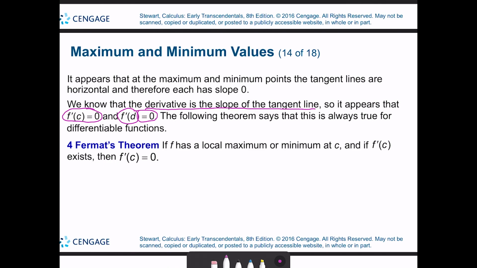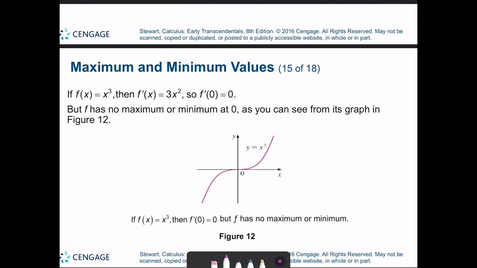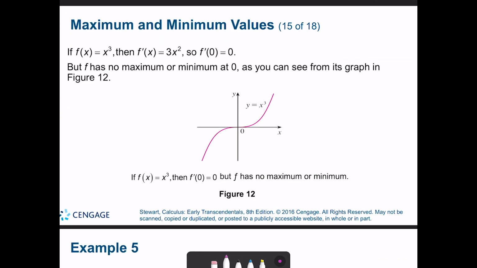The following theorem says that this is always true for differentiable functions. If our function has a local maximum or minimum at a particular x value, and if the derivative of our function evaluated at that x value exists, then that first derivative evaluated at that x value will be 0. That's what we were just seeing in the previous illustration. Does that always work?